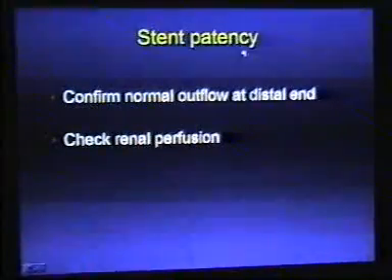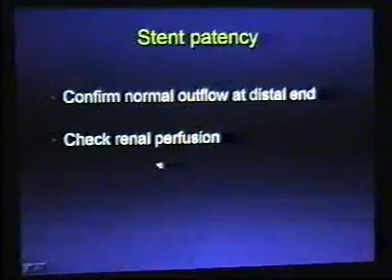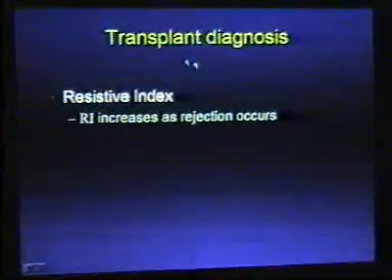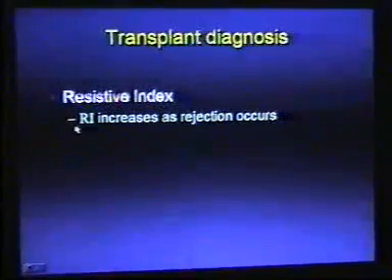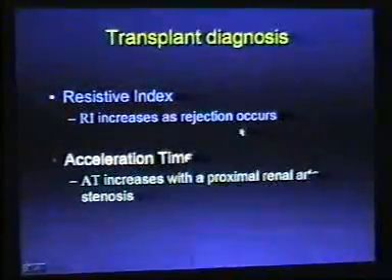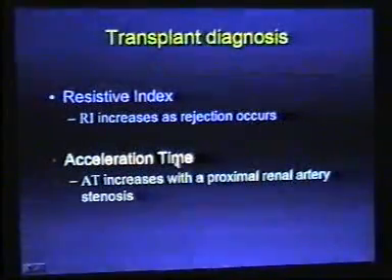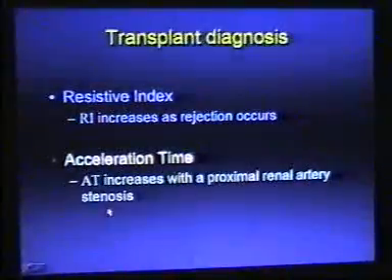Then comes stent patency, confirm normal outflow and distal end, and check renal perfusion. For transplant diagnosis, we measure resistive index. Resistive index increases as rejection occurs, and acceleration time increases with the proximal renal artery stenosis.